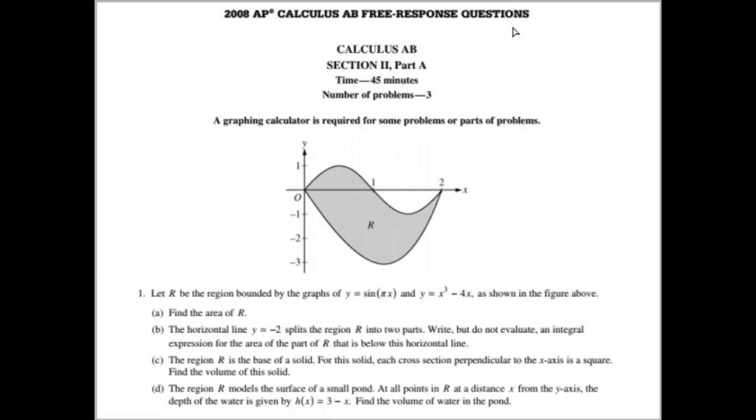2008 AP Calculus AB free response question number 1. Let R be the region bounded by the graphs of y equals sine pi x and y equals x cubed minus 4x, as shown in the figure above.